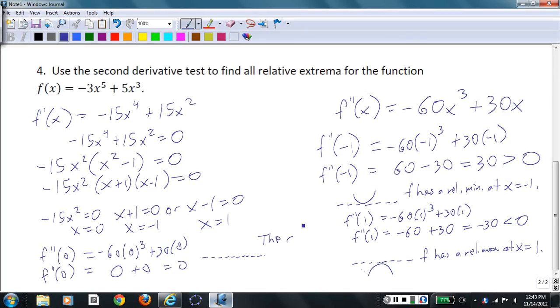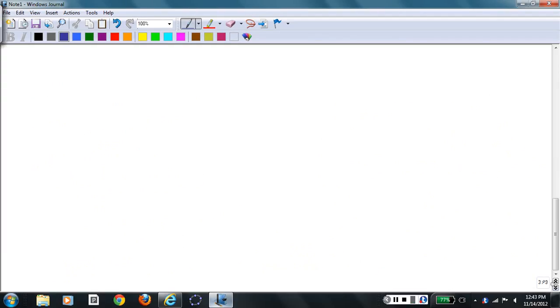The second derivative test is inconclusive at x equals 0. Really good example. If I can come up with an example that does all of this that this example does, that would be a fantastic winner, chicken dinner test question. That would be fantastic. I hope I can do that.